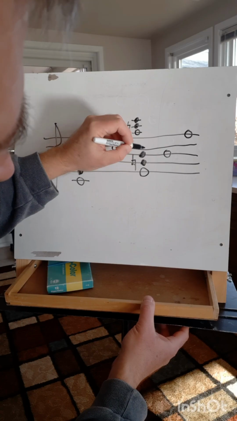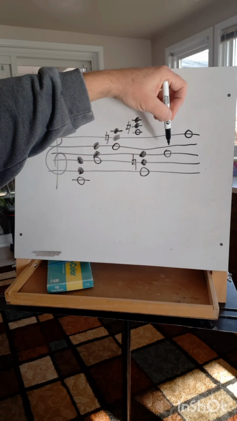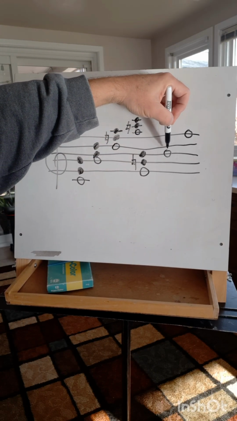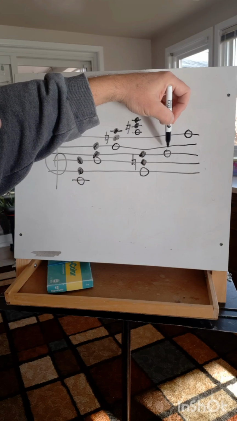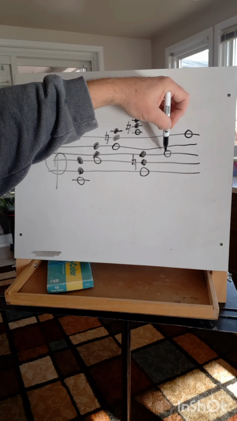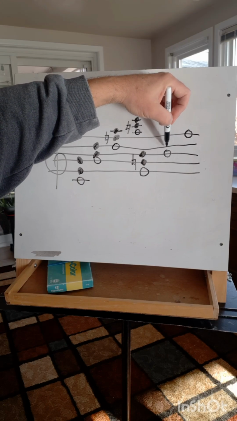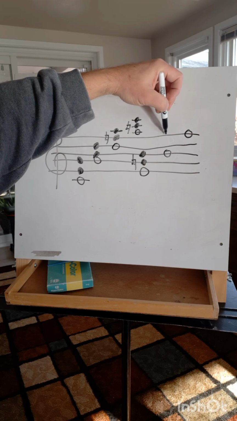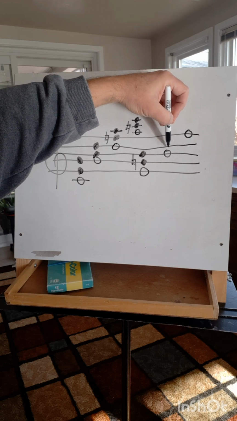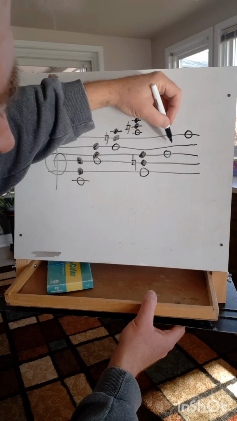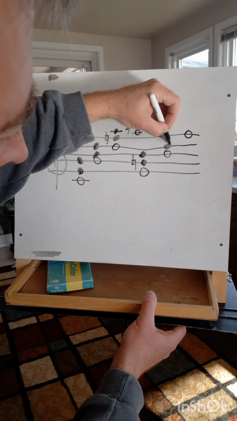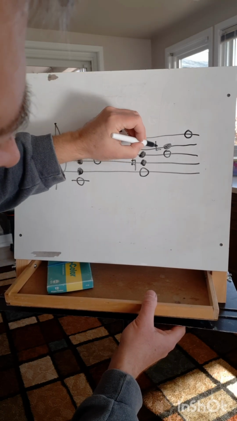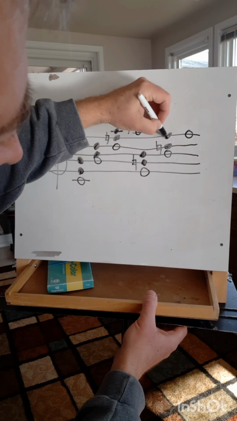B. All right, and then a major triad of B is going to be B, D sharp, F sharp. And we already said that there's no F sharps in the key of C and there's no D sharps in the key of C. So this is going to have to be D natural and F natural.